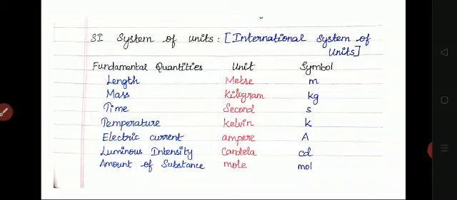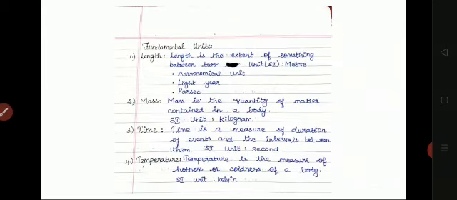In the international system of units we have 7 fundamental quantities, which are length, mass, time, temperature, electric current, luminous intensity and amount of substance, and their units and symbols are given here. We are going to discuss the first 4 in detail. The first one is length.